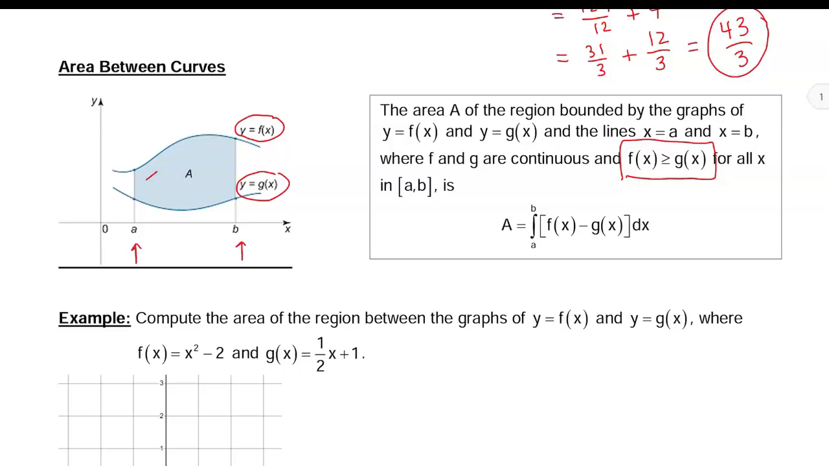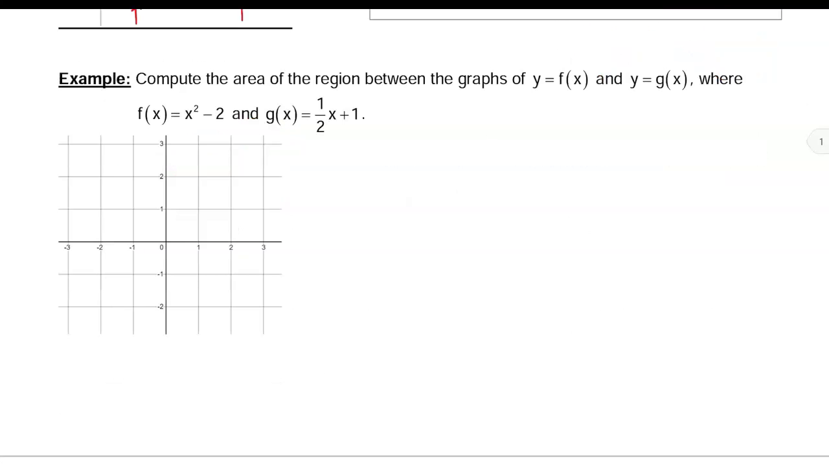To find the area of this shaded region, I'm going to subtract. Take f of x minus g of x as your integrand. Our next example is f is x squared minus 2, g is 1/2 x plus 1, and a quick sketch of those. F is a parabola opening up, and it has a vertex at 0, -2. If I make a substitution such as x equals 2, I'll get 2 squared minus 2 is 2, and if I try -2, squared minus 2 is 2. Therefore, I could see the symmetry for that parabola.